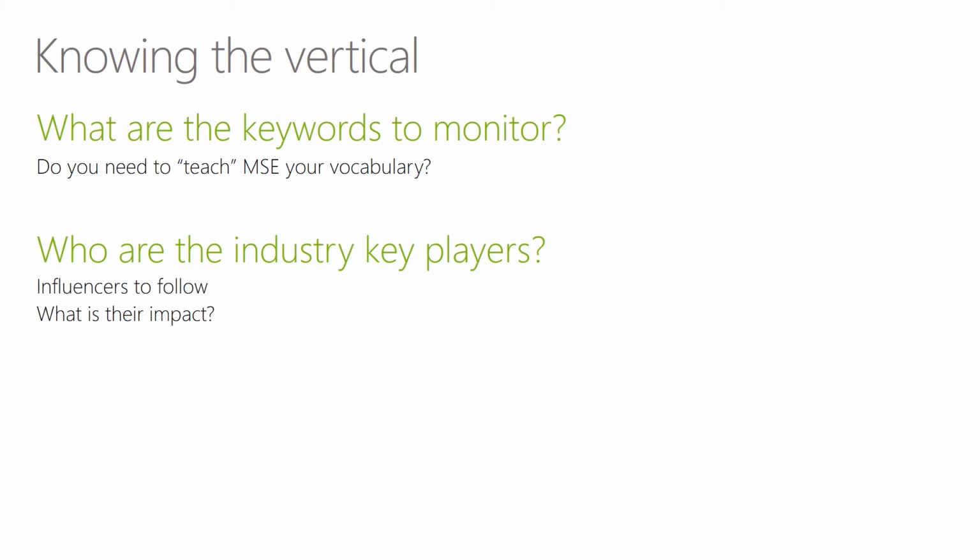The vertical may have specific industry key players, whether or not they're specific influencers to our exact product, our exact brand. They may be in our vertical and we can't ignore them even if they aren't directly influential on our product or brand. We need to follow them. We need to identify their impact and their influence and see how we can continue to use that to help improve our social presence.